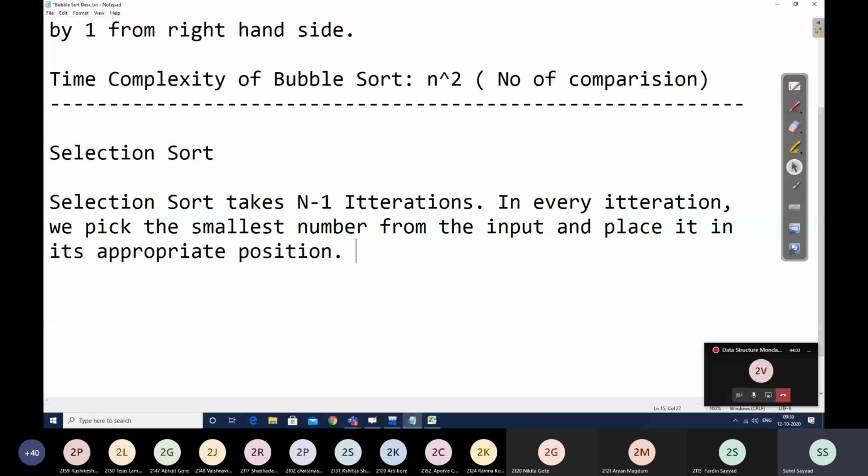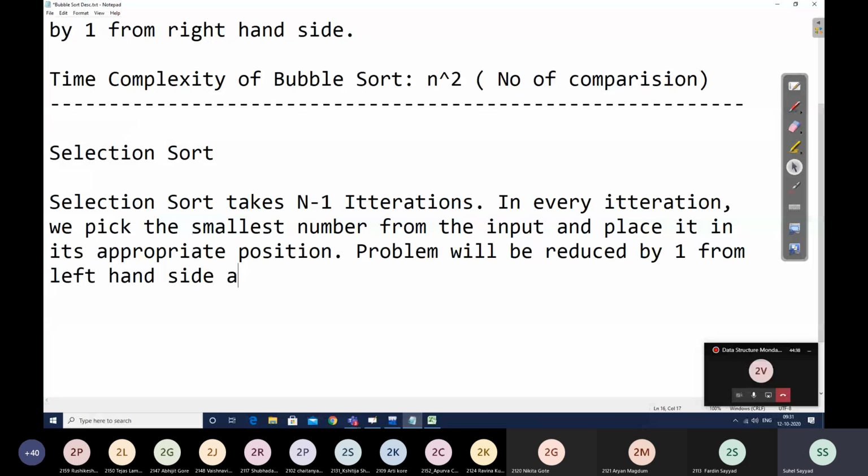Once we place that number and proceed to the next iteration, that is the second iteration, do I need to consider again that smallest number on the left hand side? No, because now I should focus only on those remaining 6 numbers. Correct? So here the problem will be reduced by 1 from the left hand side after each iteration. Is it understood, my dear students? In case of bubble sort, the problem was getting reduced by 1 from the right hand side, but in case of selection sort, the problem is getting reduced by 1 from the left hand side, because if the smallest number has reached its appropriate position, I don't need to consider it again.